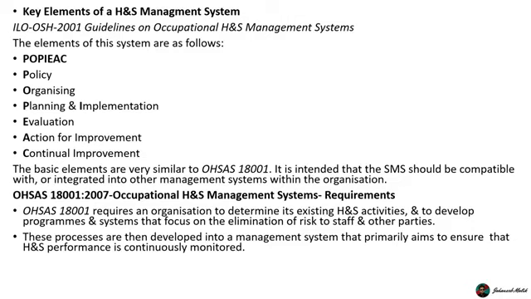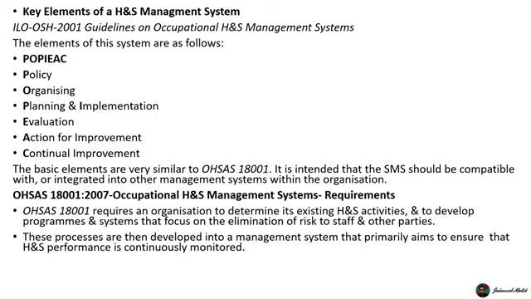It is intended that the safety management system should be compatible with or integrated into other management systems within the organization. This is also an important point. Your company might have other management systems, but your health and safety management system should also be integrated into it. Next we have the OHSAS 18001:2007 Occupational Health and Safety Management System requirements.